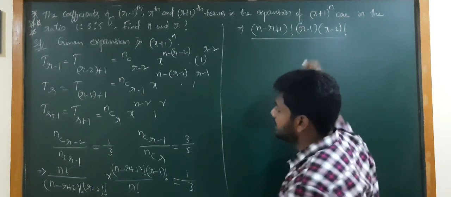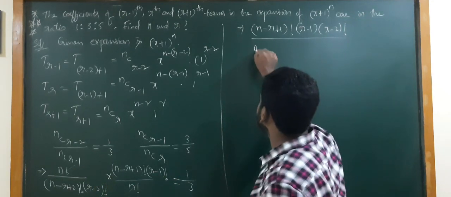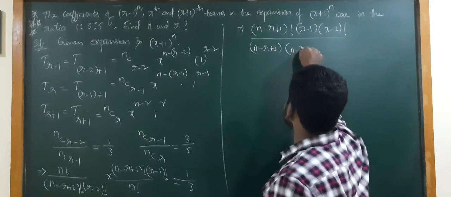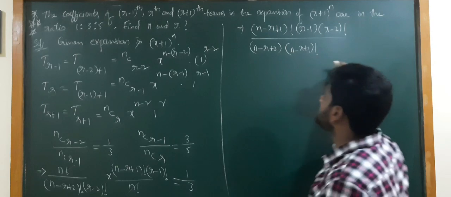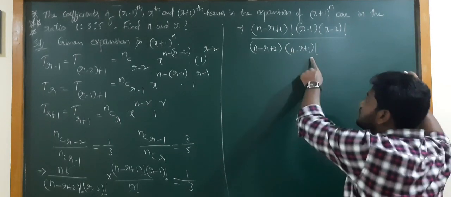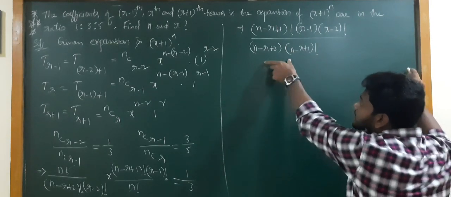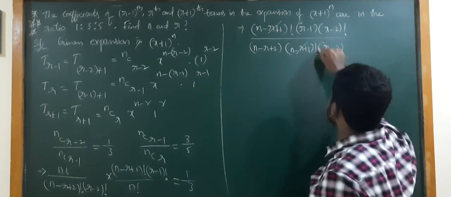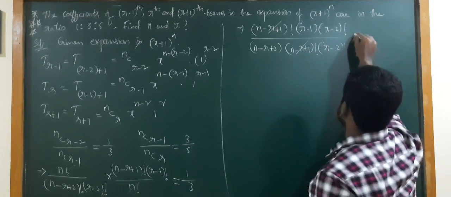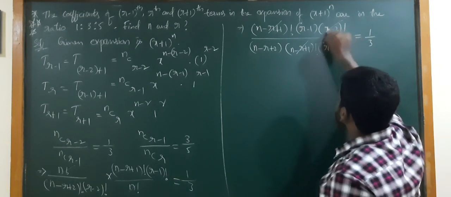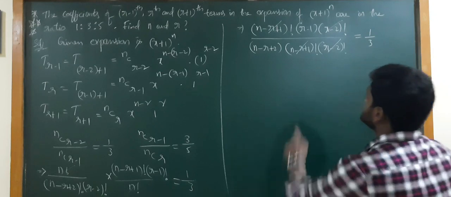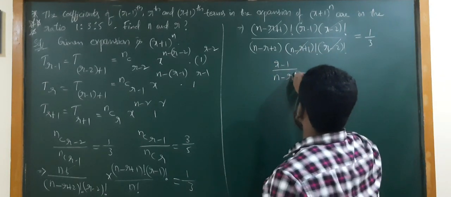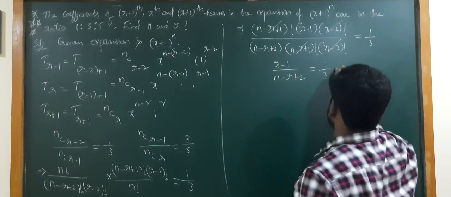To simplify those. Next, n−r+2, how can we write? (n−r+2) into (n−r+1) factorial. We can write or not? For plus 2, if we decrease 1, it will become plus 1. Why have I written this denominator like this? To simplify these two, into (r−2) factorial, as it is in this step, which is equal to 1 by 3. So (r−2) factorial cancels. So remaining what is there? That is (r−1) by (n−r+2), which is equal to 1 by 3.